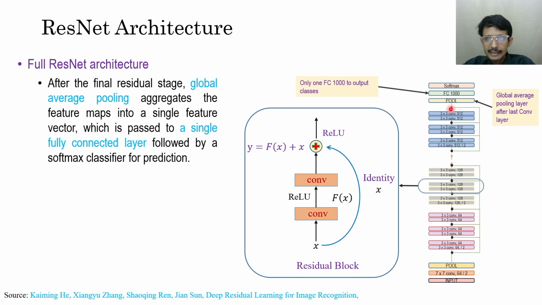So these are the basic steps of completing this. The global average pooling aggregates the feature maps into a single feature vector. Then there is a single fully connected layer, followed by a softmax. So this is basically the network, with the skip connections in between.